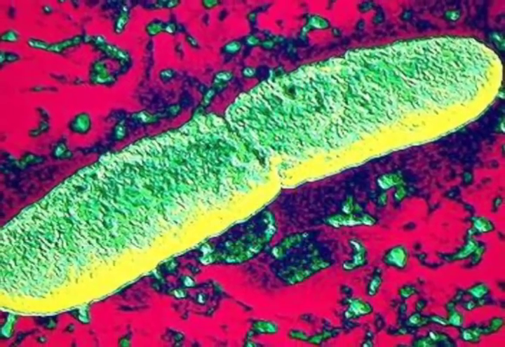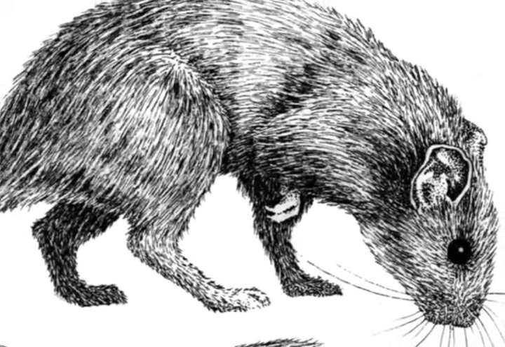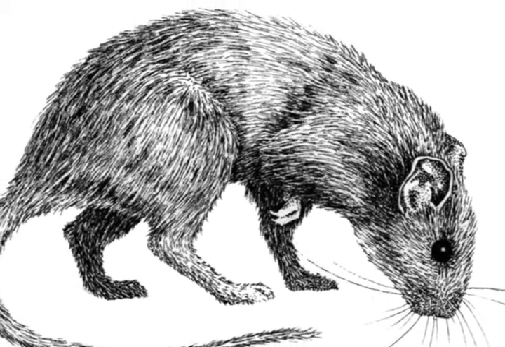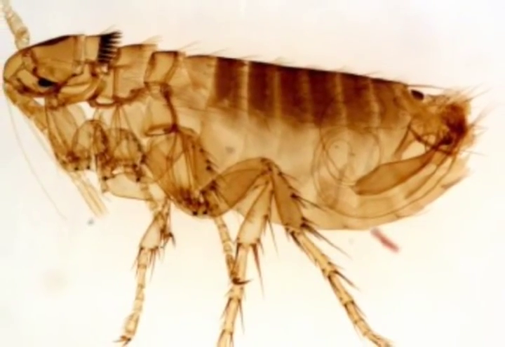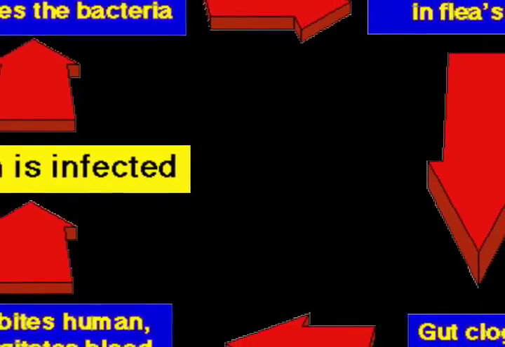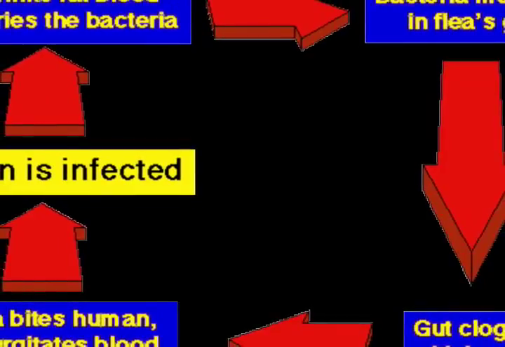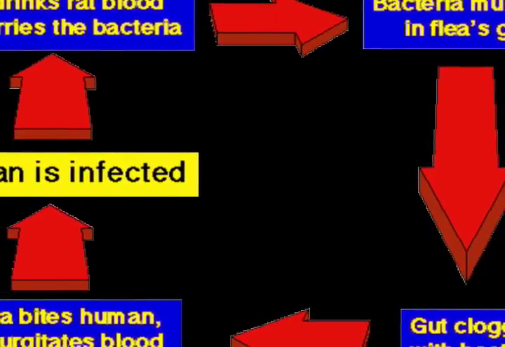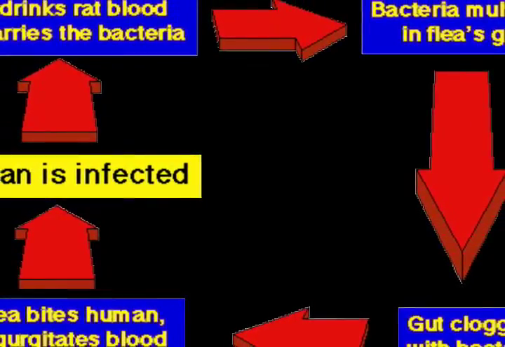It all starts with a rat that happens to carry the bacteria. When the flea drinks the rat's blood, the bacteria multiplies in the flea's gut. The flea's gut is then clogged with bacteria. The flea bites a human, regurgitating blood into the open wound, so the human is then infected.